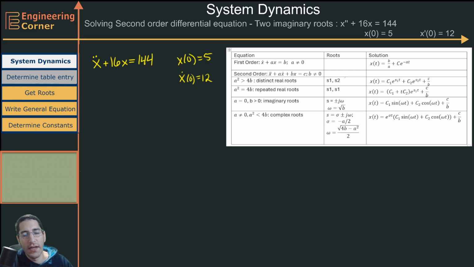In this video, I'd like to solve the differential equation x double dot plus 16x is equal to 144 with the two initial conditions x of 0 is equal to 5, x dot of 0 is equal to 12, and I'd like to solve it using a table.